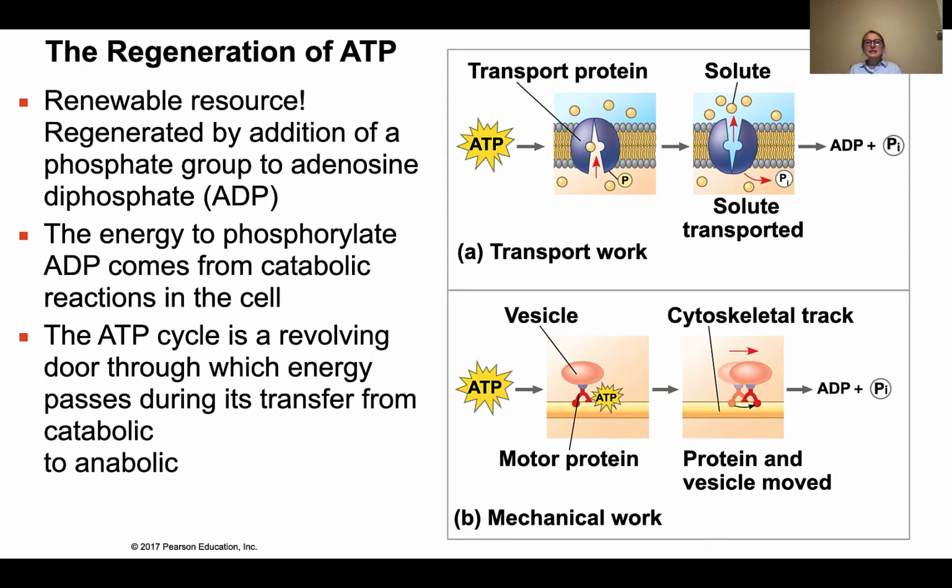But we know that ATP is a renewable resource. It can be regenerated by the addition of a phosphate group to that ADP. So it can cycle in between ADP and ATP. And the energy that is required to phosphorylate ADP comes from other catabolic reactions in the cell, from other spontaneous reactions in the cell. Again, we are seeing that energy coupling. So this ATP cycle is kind of like a revolving door through which energy can pass, and it's transferred from catabolic reactions to anabolic reactions.